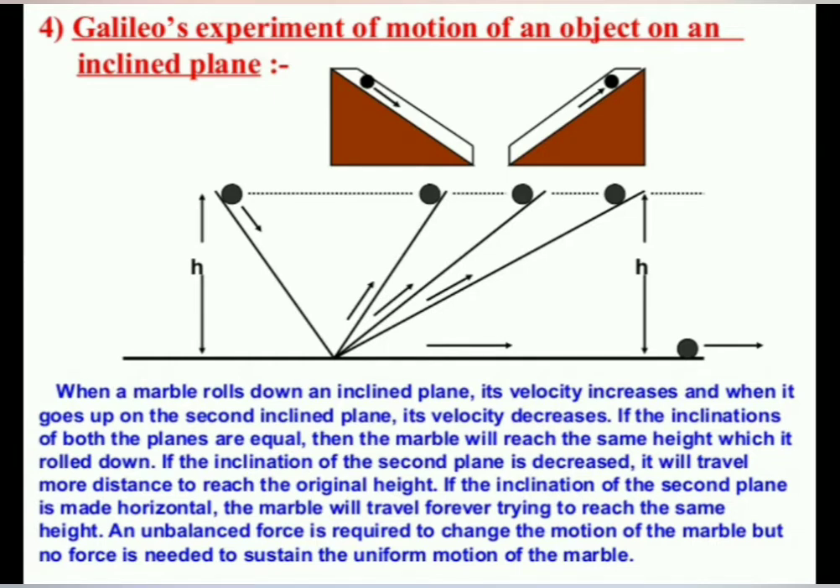Yes or no? In the previous class, F1 is greater than F2 or F2 is greater than F1, we found that equation. Like that here also, an unbalanced force is required to change the motion of the marble. No force is needed to sustain uniform motion. Along with this experiment we can see one animation video also. Okay, fine. I think you have understood this experiment along with the picture. Okay, my dear students, thank you.